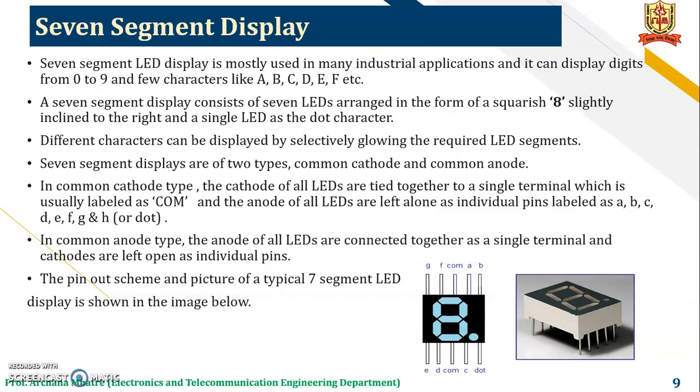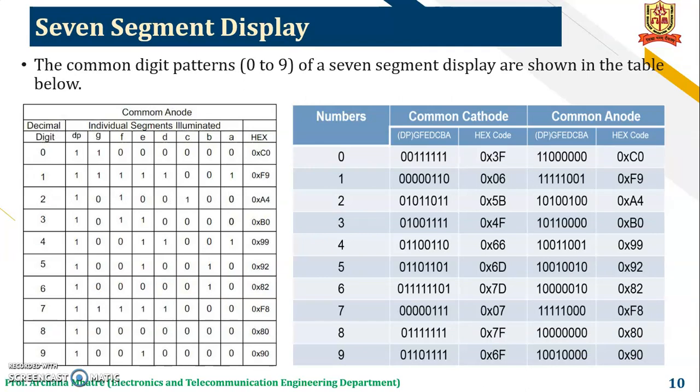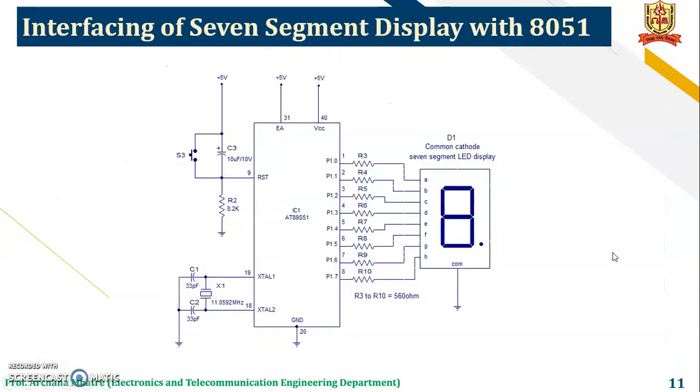Different characters can be displayed by selectively glowing the required LED segments. So a 7-segment display can be interfaced with the 8051 microcontroller. Now the common digit patterns for 0 to 9 of the 7-segment display are shown in the table given below. Here this is the common anode pattern and this is the common cathode pattern. Here are the values of the A, B, C, D, E, F, G LEDs and the DP LED to make the numbers from 0 to 9. This is the combination, this is the hex code for the combination, this is for common cathode and this is for common anode.